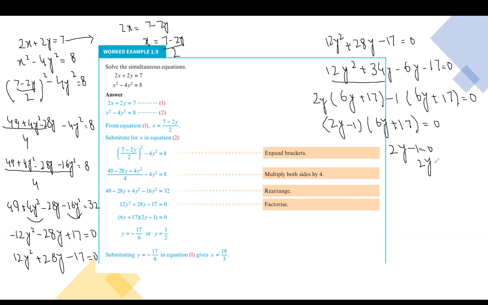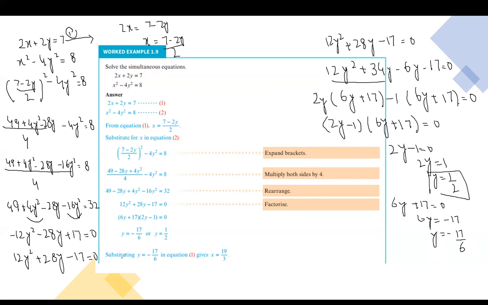So 2y equals 1 and y equals 1 by 2. Now the second is 6y plus 17 equals 0. So 6y equals minus 17 and y equals minus 17 by 6. So putting the value of y in an equation, I am putting this value in equation 1.